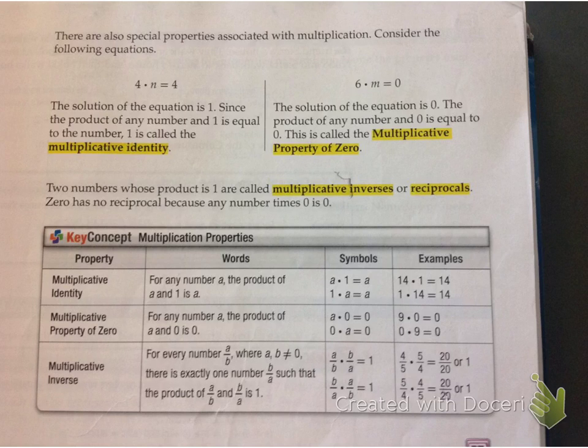We have the property of 0. Multiply anything times 0 is 0. That is the multiplication property of 0. And the multiplicative inverse is basically multiplying something by its reciprocal. 1/2 times 2 over 1 cancels out, it equals 1. And so multiplicative inverses will always multiply to 1.